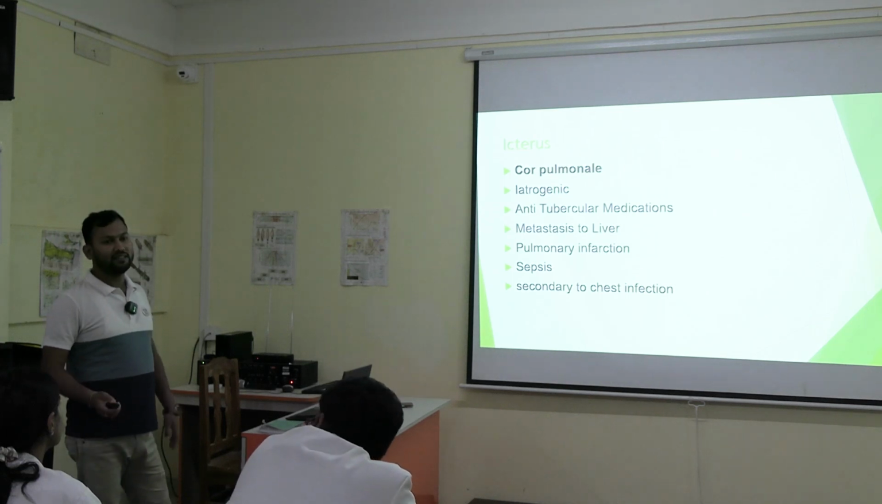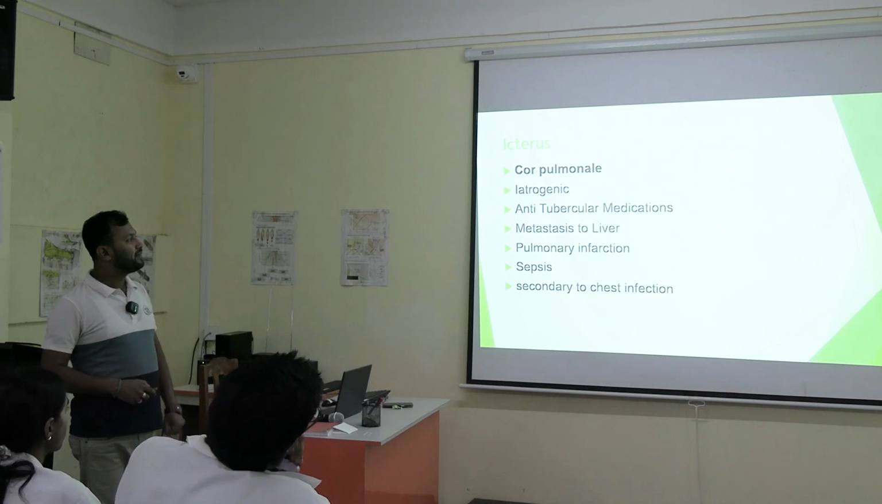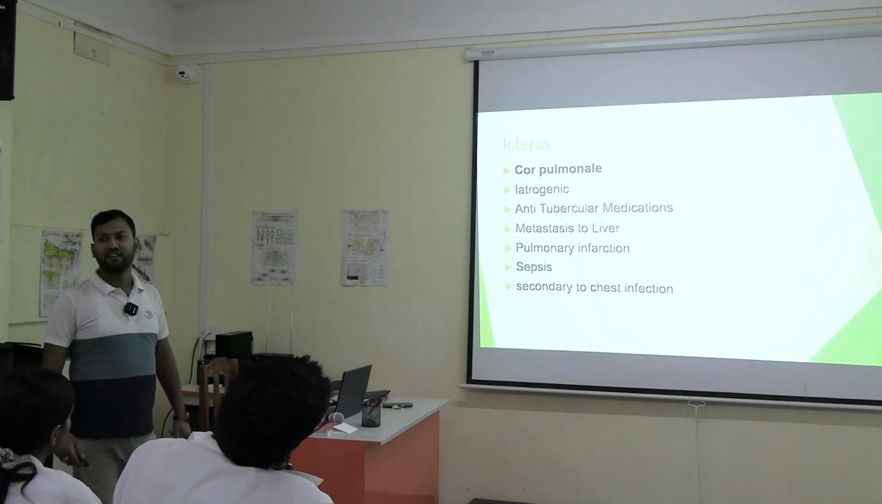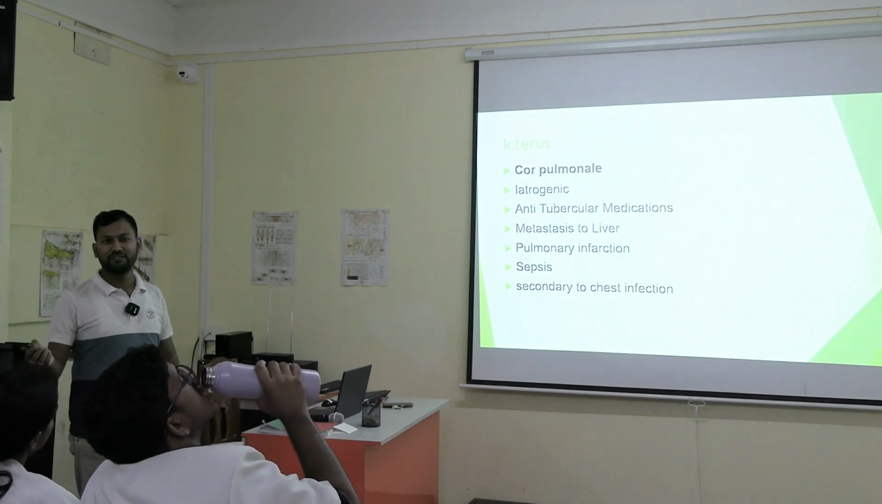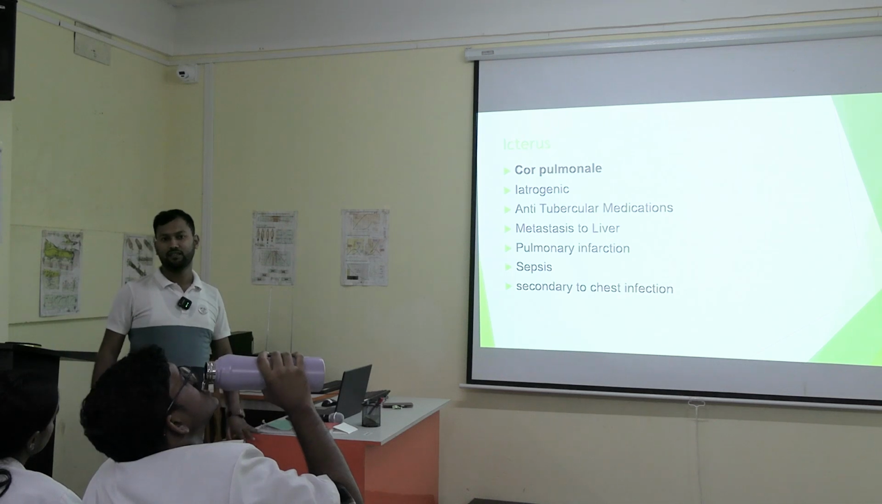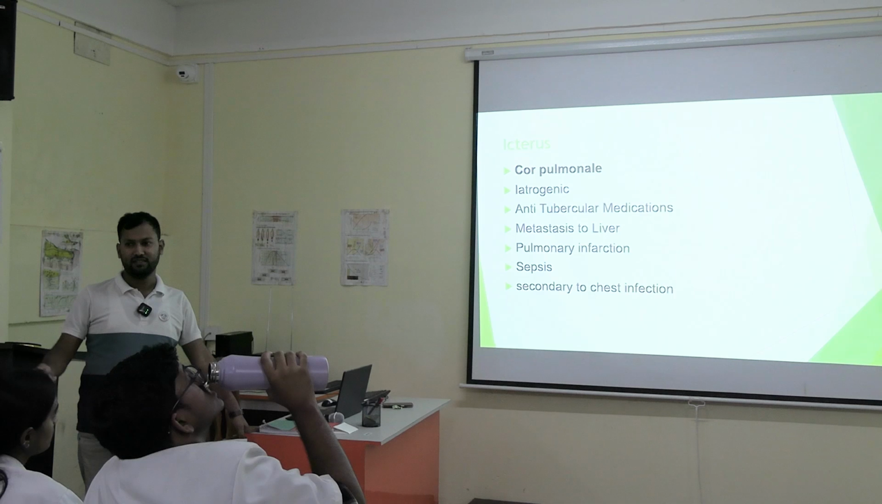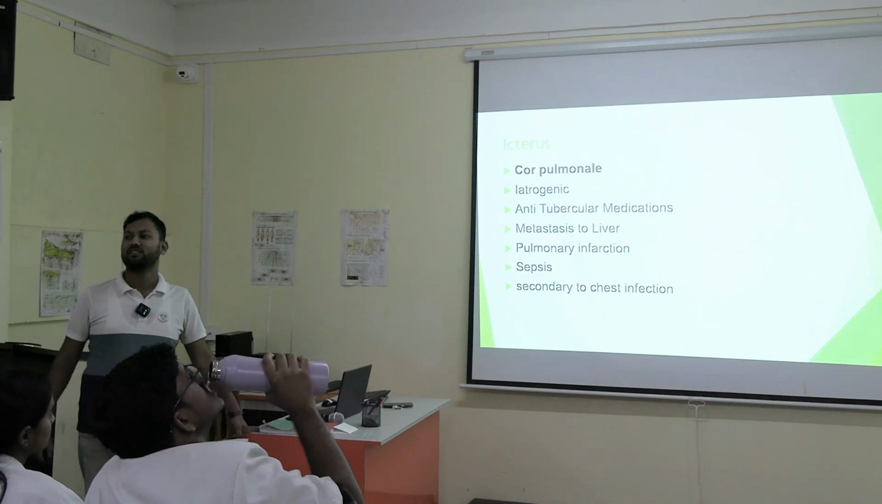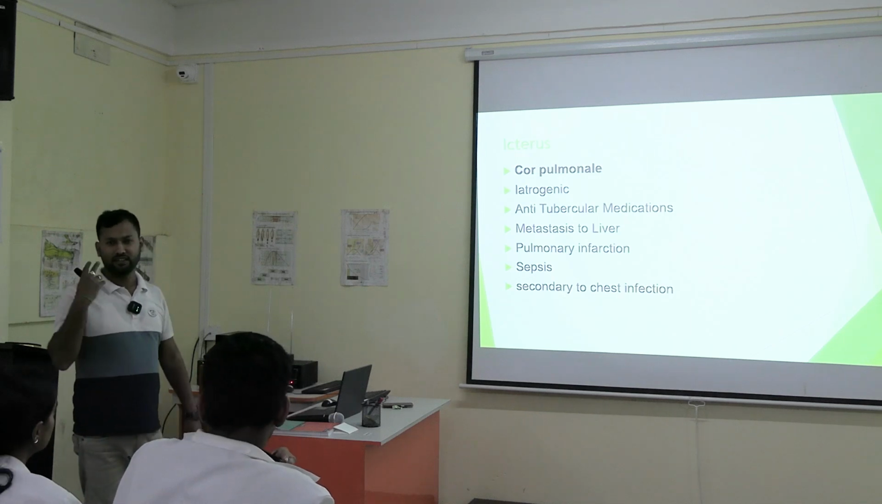Then it may be iatrogenic. Then anti-tubercular medications may cause this. Metastasis, any metastasis to the liver of any cancer or any carcinoma. If the cells go to the liver, that may cause icterus. Icterus, what do you mean by icterus? First you tell me. Icterus? Yeah, yellowish discoloration of the skin and sclera.